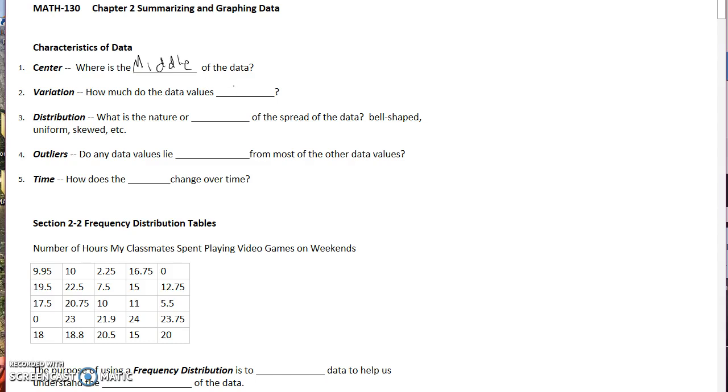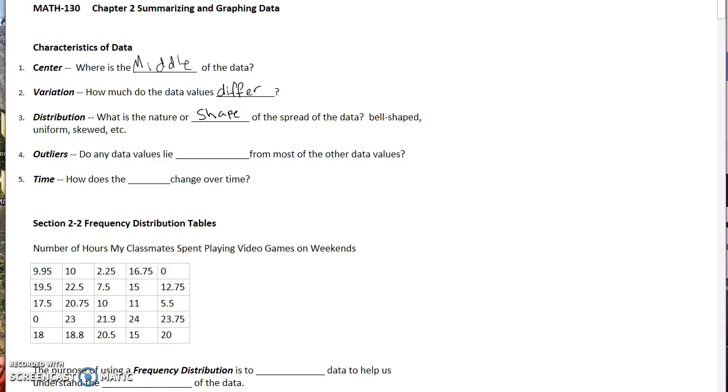Variation, how much do the values, I would say vary, but we don't want to use the same word twice. So how much do the data values, we'll use differ. Distribution, what is the nature or shape or spread of the data?